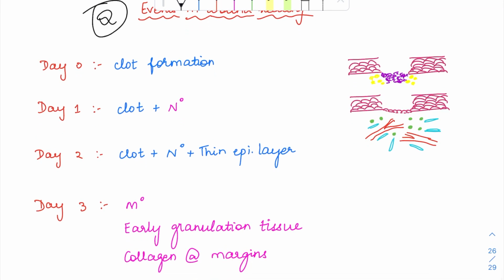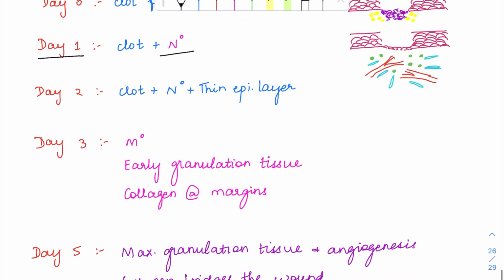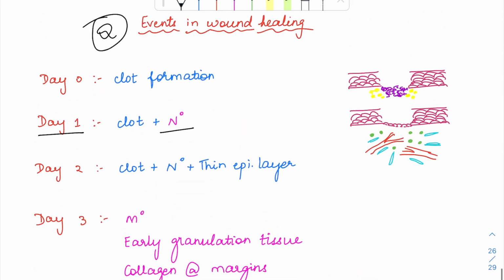So day-wise events which happen in wound healing. This is very important for MCQs again. So on the very first day or day 0, as soon as there is an injury, what happens? Inflammation, neutrophils will start coming, and other than that you have clot formation also, right? So initially there will be platelet plug formation and fibrin formation. On day 1, the neutrophils will start coming into this clot. On day 2, what happens? There will be a thin epithelial layer which is forming.